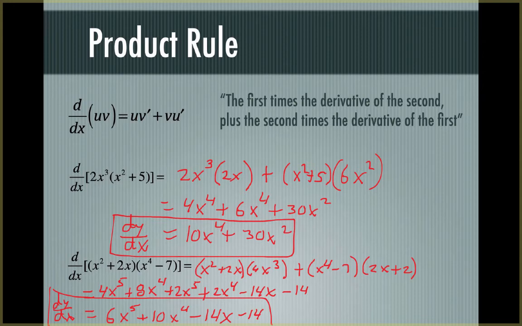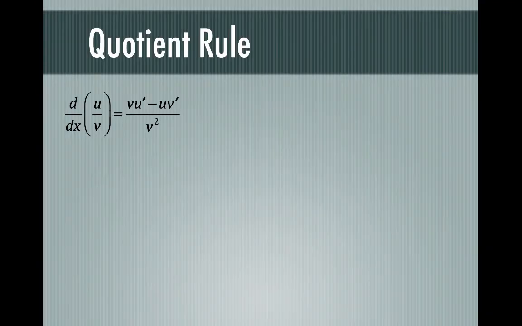You take the first times the derivative of the second, and then the second times the derivative of the first, and add them together. Next, we're going to learn the quotient rule. The quotient rule is low d high minus high d low over low squared.